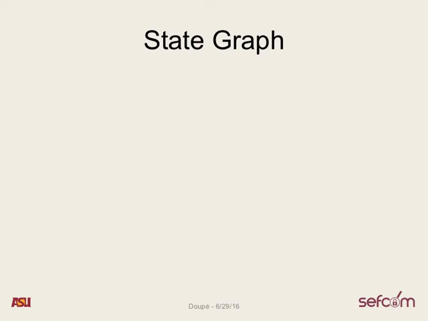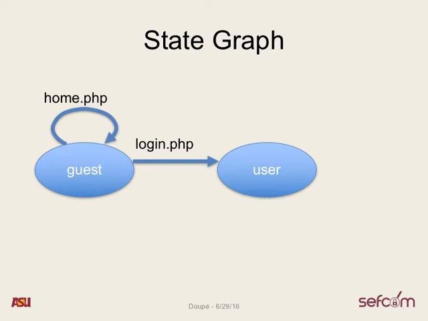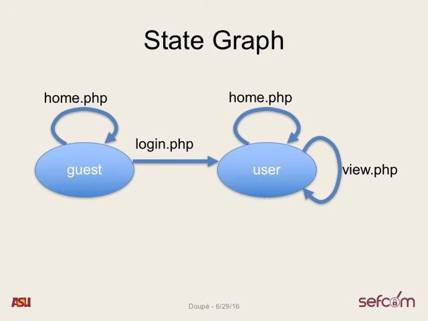And so if we think about this, once again, in graph terms, we have these 2 states. We're either a guest or we're a user of the application. When we're a guest, we can make as many requests as we want to the home page, and we're not going to change the state. Once we log in, though, we can make as many requests to the home page as we want, and we can make a request to a view page, and now we can log out and go back to the guest account.